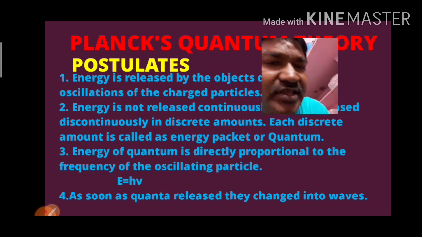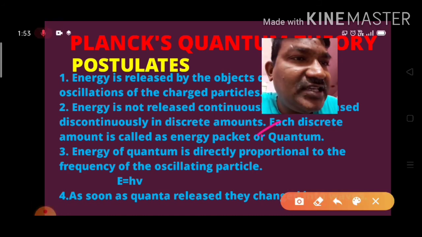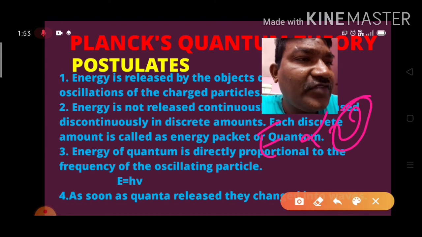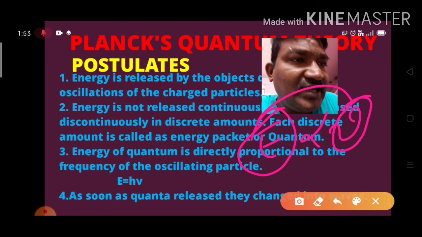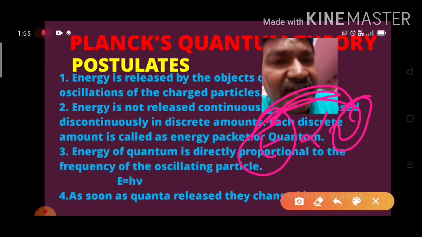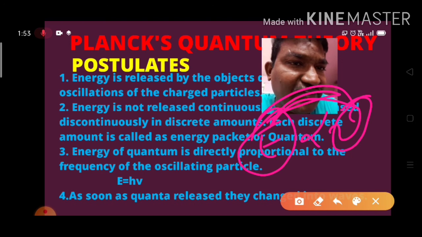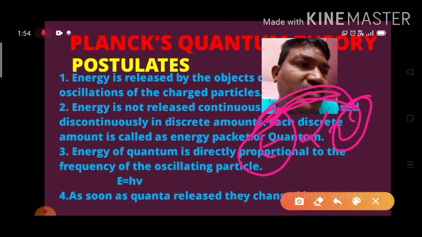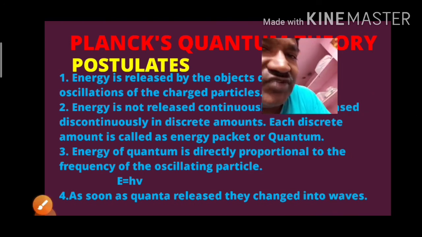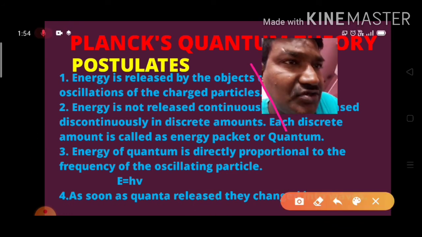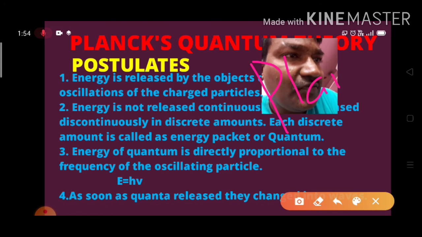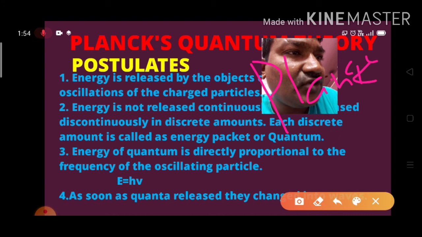So we can write this as E is proportional to nu. Here nu is the frequency of the oscillating particle and E is the energy. So there is a direct relation between energy and frequency. If we remove the proportionality, we have to put one constant, that is nothing but h. Here h is called the Planck's constant.